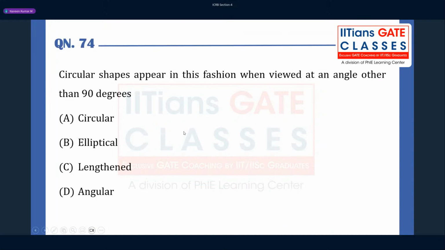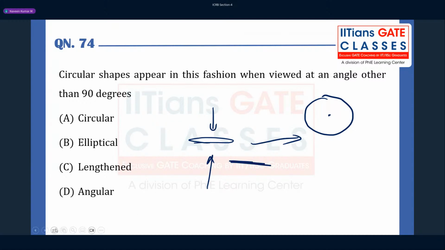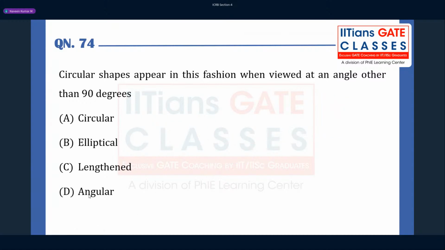Circular shapes appear in this fashion when viewed at an angle other than 90 degrees. Okay, they're asking, if you have a circular object and you are not viewing perpendicular to the object, how does it look? What is viewing perpendicular? This is a circle, and you are looking from the top. If this is a circle and you are looking from top, it looks like this. If you're looking from this side, it will be a straight line, right? So they're asking, if you are looking from a view other than 90, how does it look?